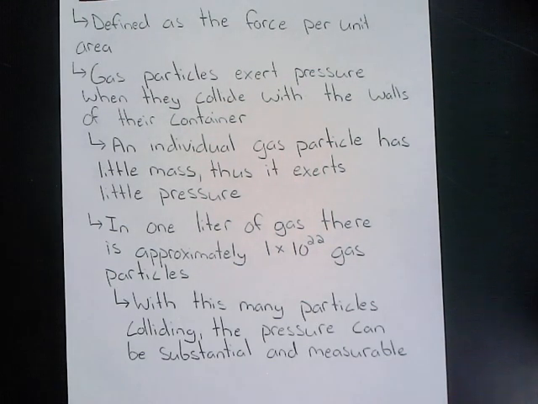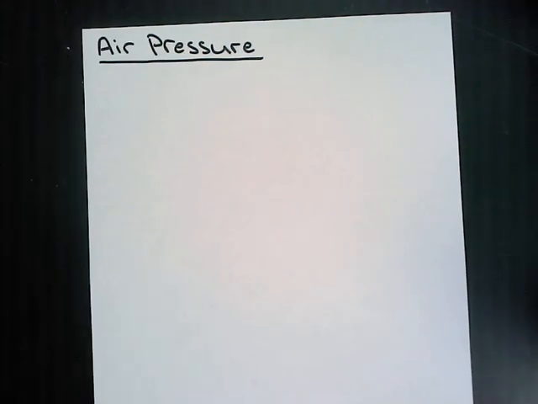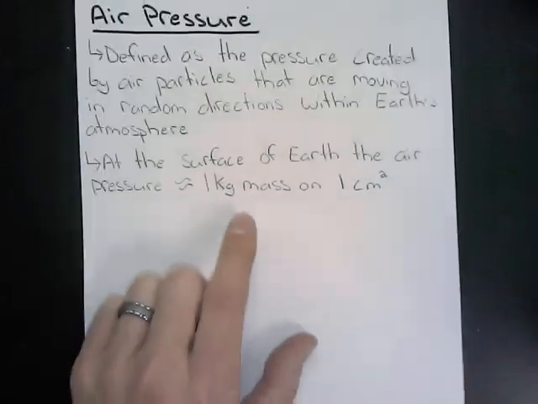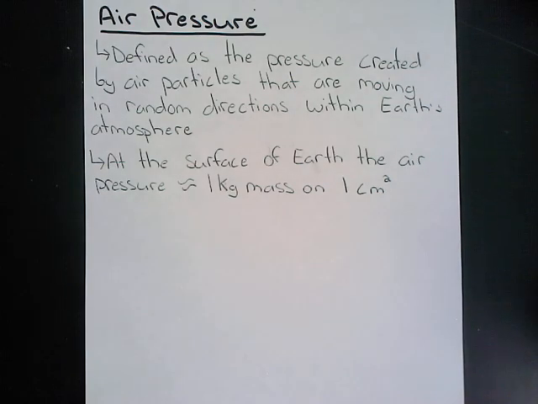And so now we can shift gears to what we know as air pressure. Air pressure is defined as the pressure created by air particles that are moving in random directions within Earth's atmosphere. At Earth's surface, the air pressure is approximately equal to the pressure exerted by a 1 kilogram mass on a square centimeter. Again, the air pressure at the surface of Earth is approximately equal to a 1 kilogram mass on 1 square centimeter.